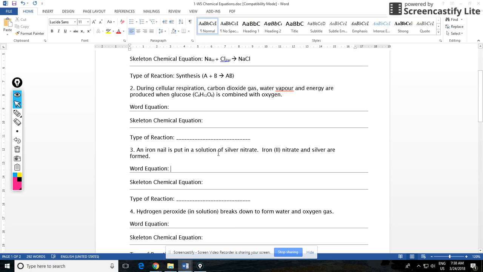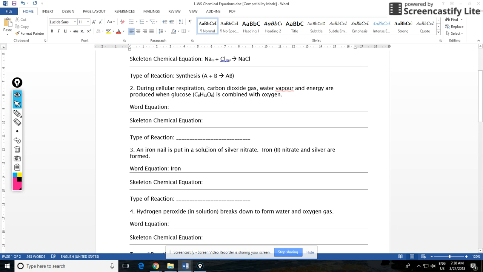An iron nail is put in a solution of silver nitrate. Iron 2 nitrate and silver are formed. So in this situation, we have an iron nail. Now we're not going to write down iron nail, we're just going to write down iron. And I'm putting iron as my reactant because that's what we're starting off with.